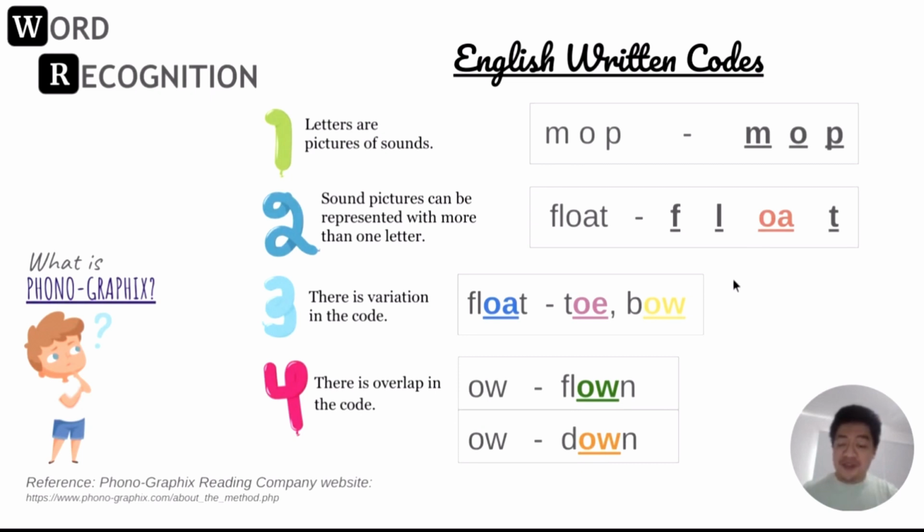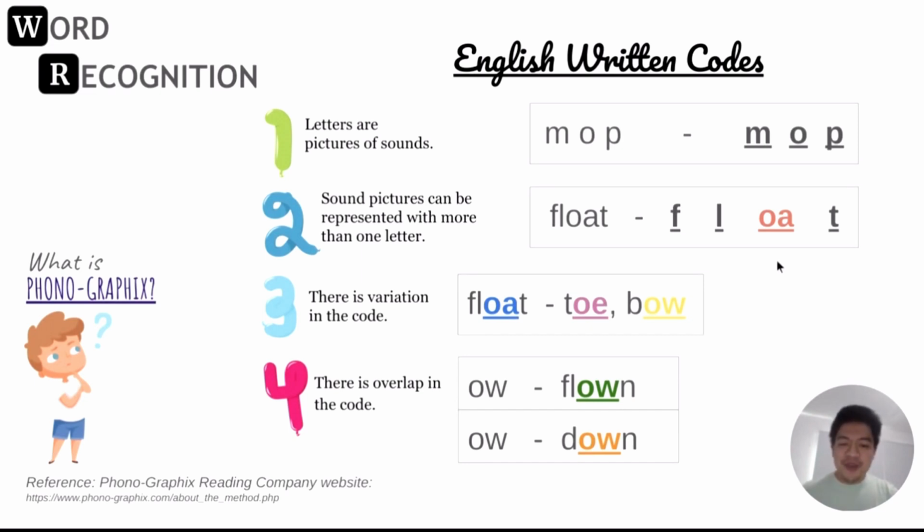Next, there is a variation in the code. The word float, for example, has the sound O, which is represented by the sound picture O plus A. This code can vary though. The O sound in the word float, that is spelled as O and A, can also be heard in the words toe, with O spelled as a combination of O and E, and with the word bow, with O as a combination of O and W.